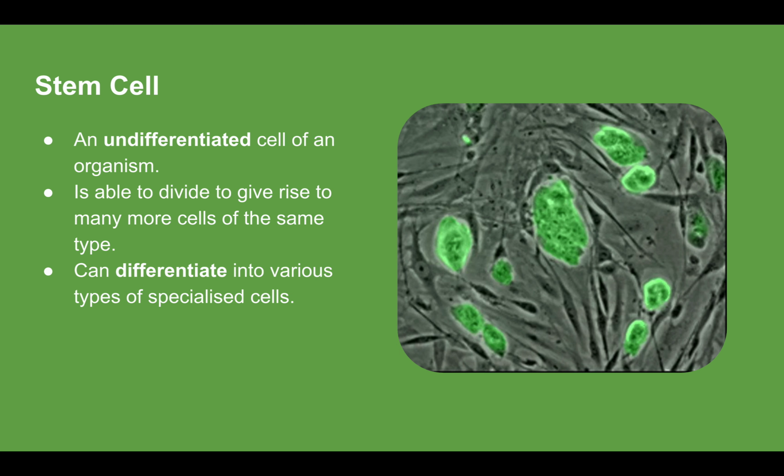Shown here is a stem cell. Stem cells are undifferentiated cells of an organism. They are able to divide to give rise to many more cells of the same type for recovery purposes and growth. And they can differentiate into various types of specialized cells. For example, they can differentiate into a red blood cell or a white blood cell.